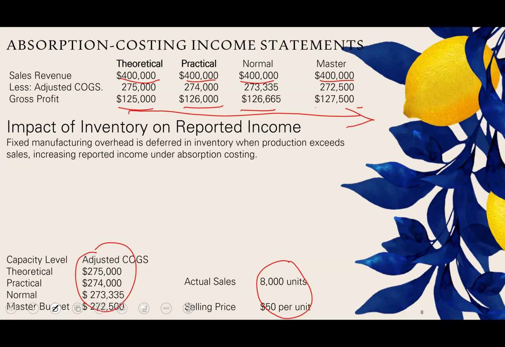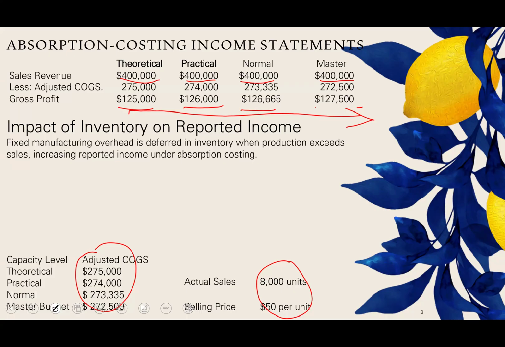FASB GAAP allows you to use any denominator you want. There are no rules on what denominator you should use. The smaller the denominator you use, the larger is likely to be your reported income. It's quite a magical thing, but it is true and it is legal.